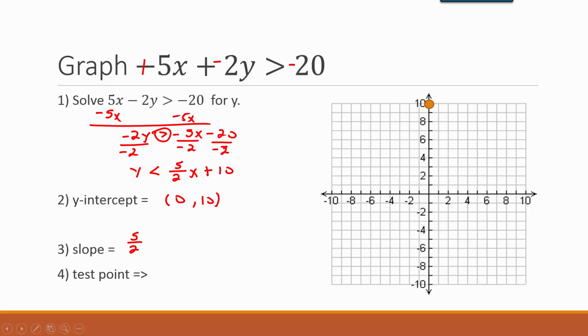Plot our y-intercept point. Now I don't have enough room to go up 5 and to the right 2, so I can always go the exact opposite. In this case, down 5 and to the left 2. And again, I can do that from here, go down 5 places and to the left 2 places. Now I did not have the or equal to bar, so that tells me that I should have a dashed line.